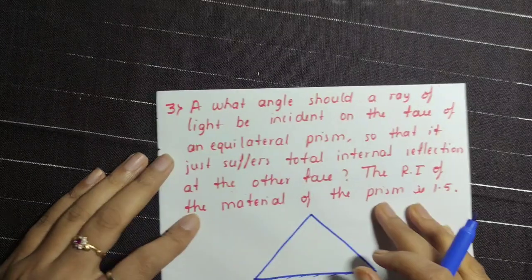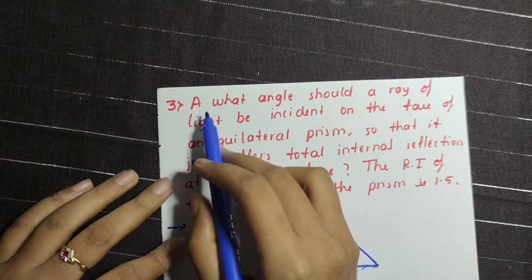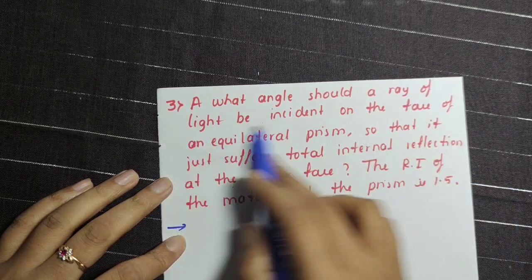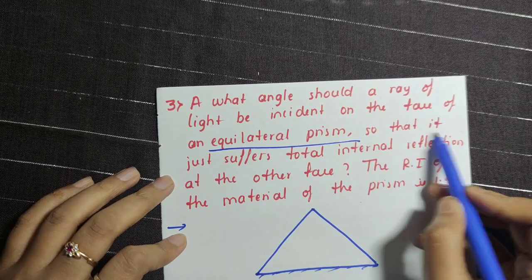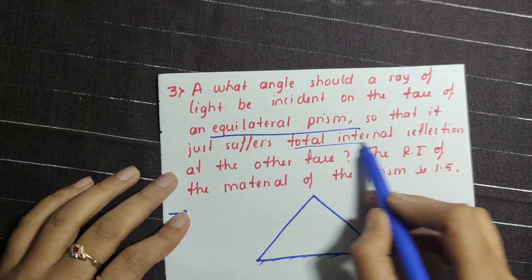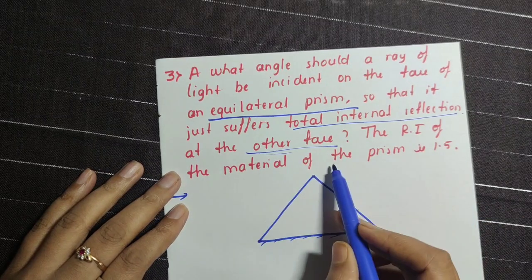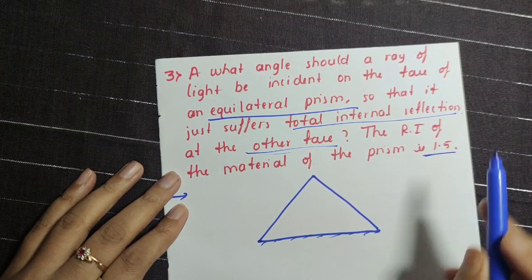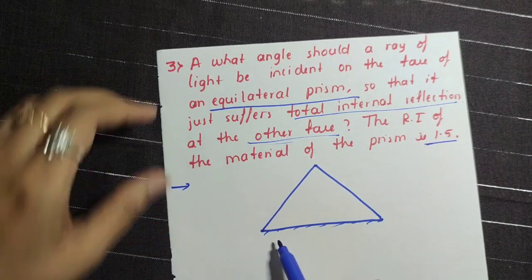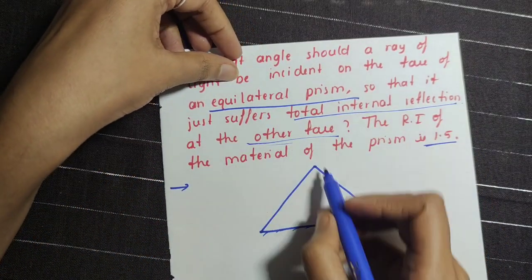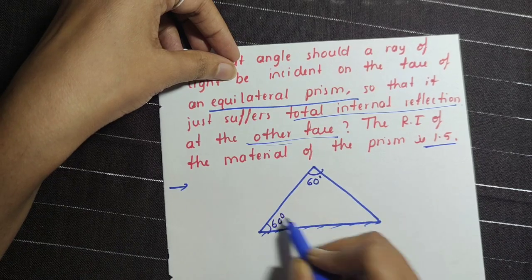Hello students. Now let us discuss the third problem, which is: at what angle should a ray of light be incident on the face of an equilateral prism so that it just suffers total internal reflection at the other face? The refractive index of the material of the prism is 1.5. So one prism is given, an equilateral prism, that means the angle is 60 degree.